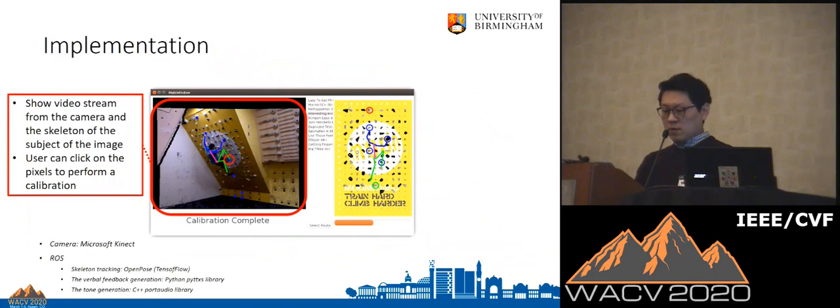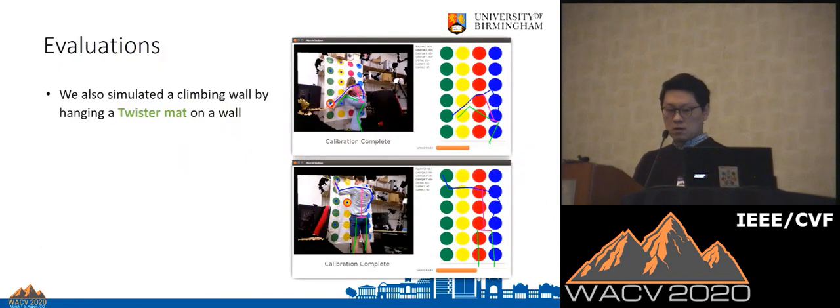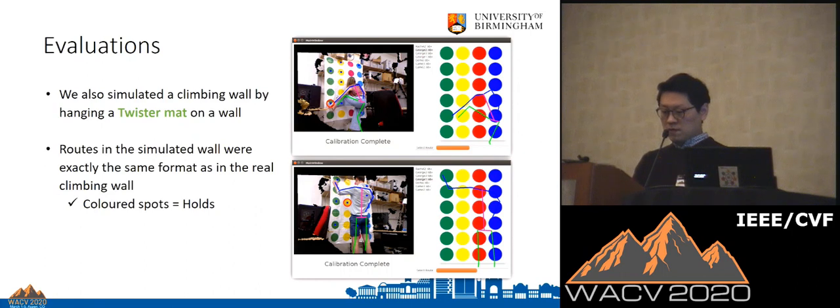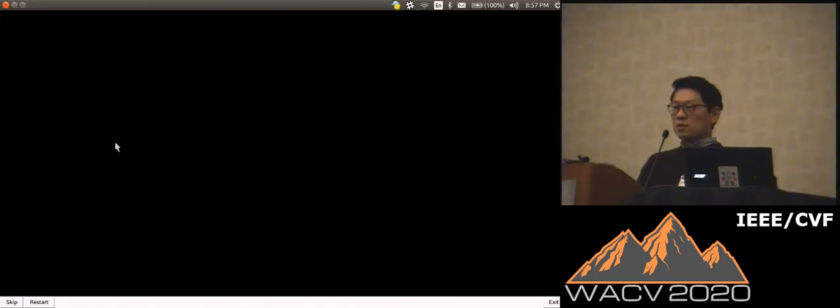In this work, we have implemented an integrated system providing a video stream with tracked body poses, and a list of all routes, visualizing the climber in board space. We experimented with applying our system to another whole body reaching task, Twister. This extension successfully provided a simulated climbing wall. Experimental results show that a user can learn to follow it in a relatively short time. Both spoken and tonal feedback types were extremely important when completing motion. Thank you.